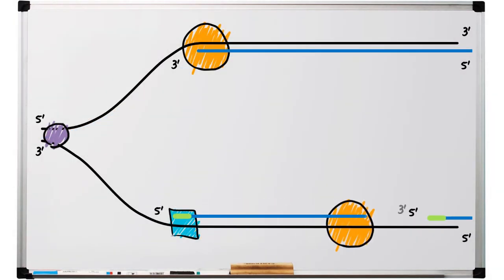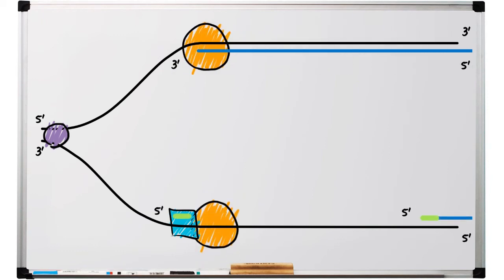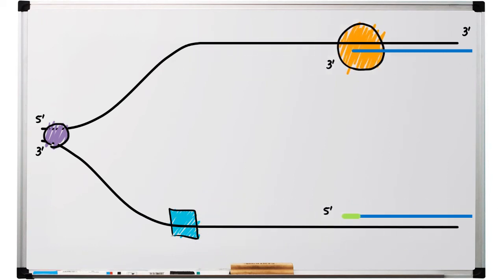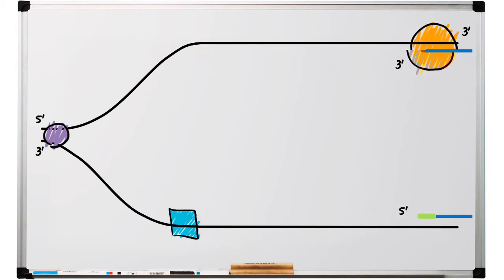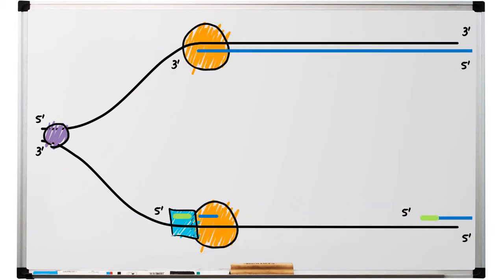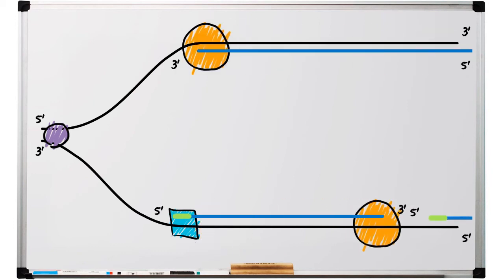DNA polymerase then adds a short row of DNA bases in the 5' to the 3' direction. The next primer is then added further down the lagging strand. Another Okazaki fragment is then made and the process is repeated again.